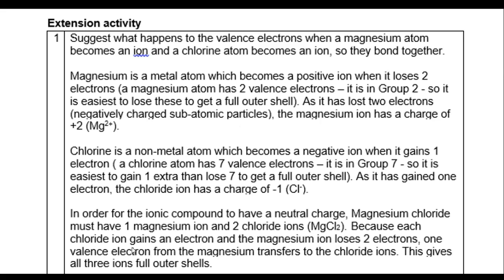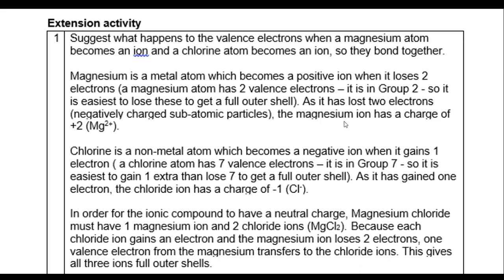Now, because chloride ions gain just 1 electron and the magnesium ion loses 2, the electrons from the magnesium transfer to the chloride ions. That gives all 3 ions full outer shells.